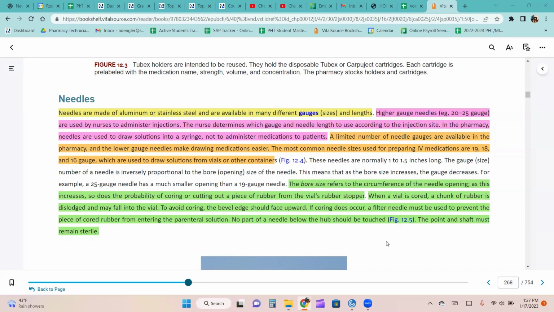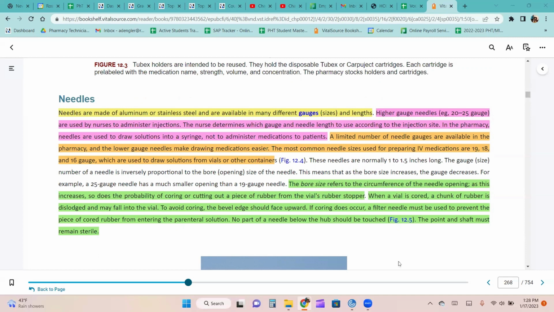The bore size refers to the circumference of the needle opening. As this increases, so does the probability of coring, or cutting out a piece of rubber from the vial's rubber stopper. When a vial is cored, a chunk of rubber is dislodged and may fall into the vial. To avoid coring, the bevel edge should face upward. If coring does occur, a filter needle must be used to prevent the piece of cored rubber from entering the parenteral solution.